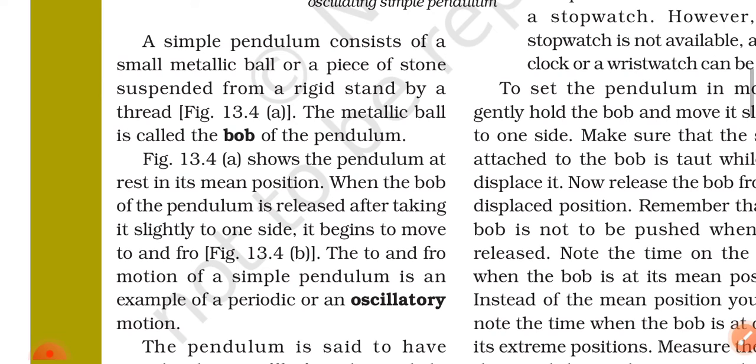A simple pendulum consists of a small metallic ball or a piece of stone suspended from a rigid stand by a thread. The metallic ball is called the bob of the pendulum. Figure 13.4a shows the pendulum at rest in its mean position. When the bob of the pendulum is released after taking it slightly to one side, it begins to move to and fro. Figure 13.4b.